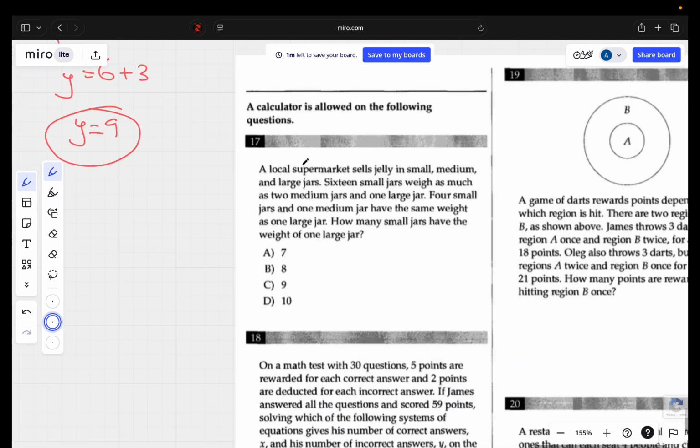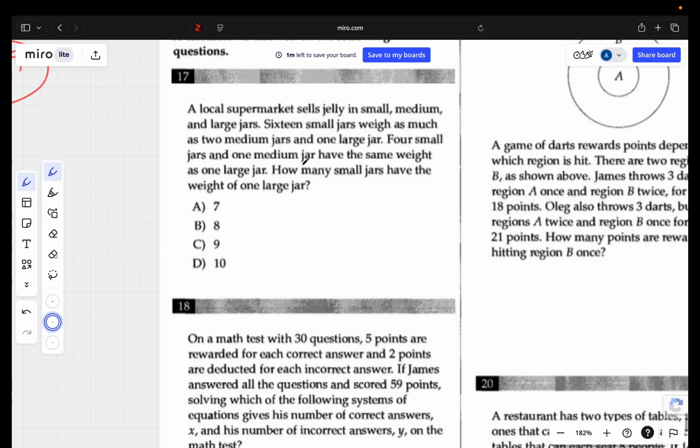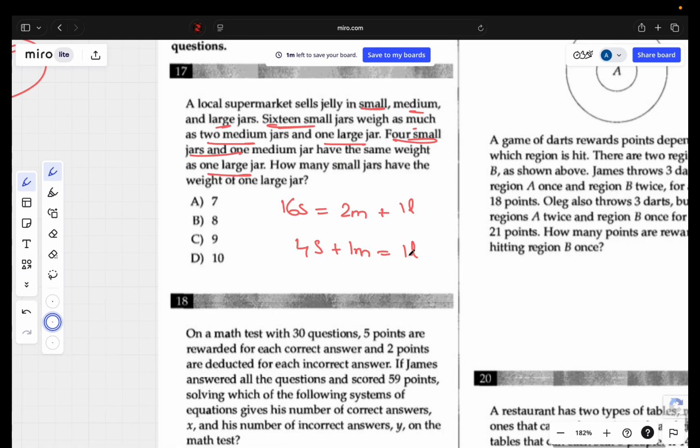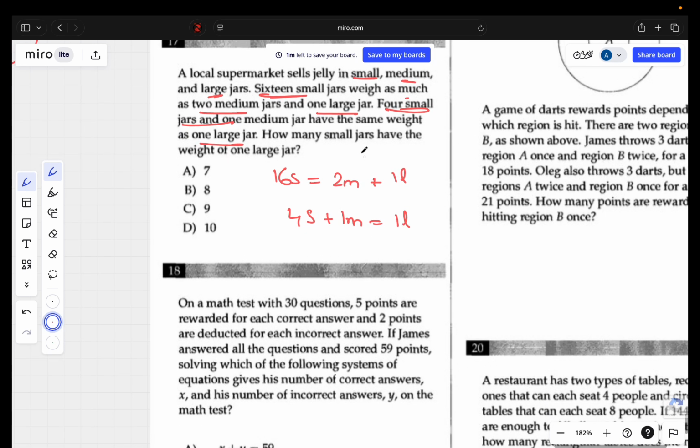Next question, 17. It says we have a small, medium, and large jar. 16 small jars weigh as much as 2 medium and 1 large. So I can write this like this: 16 small jars are equal to 2 medium and 1 large. And then it says 4 small jars and 1 medium is the same as 1 large, equals 1L. And we need to find how many small jars have the weight of 1 large jar.